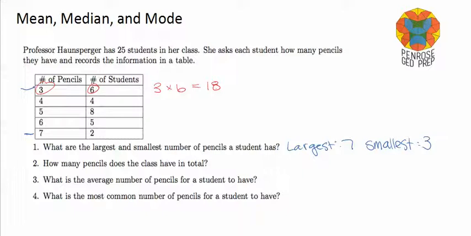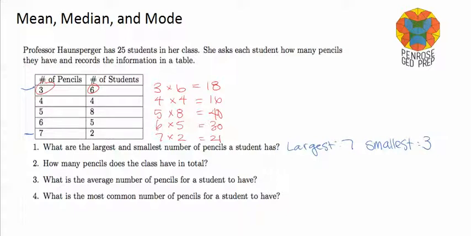Take a moment to pause the video and see if you can figure out how many pencils the class has in all using multiplication and addition. Okay, using multiplication and addition, you should get some numbers that look like this. So that's the multiplication that we need to do to figure out how many pencils we have total.